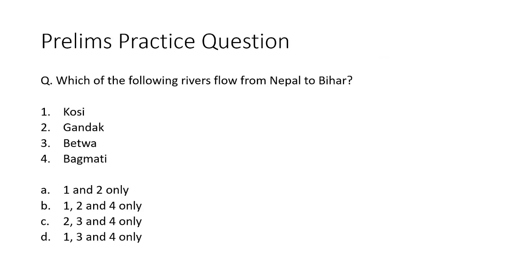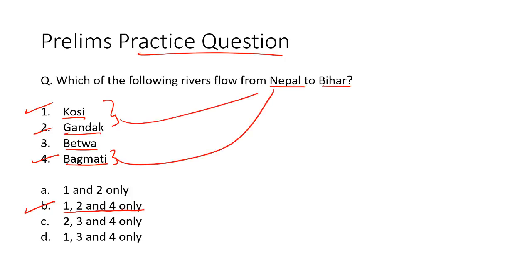Now let's take up the next practice question. Which of the following rivers flow from Nepal to Bihar? Kosi, Gandak, Betwa, Bagmati. The correct answer is option B, 1, 2 and 4 only. See, the Kosi, Gandak and Bagmati are Himalayan rivers that originate in Nepal and they flow towards Bihar.